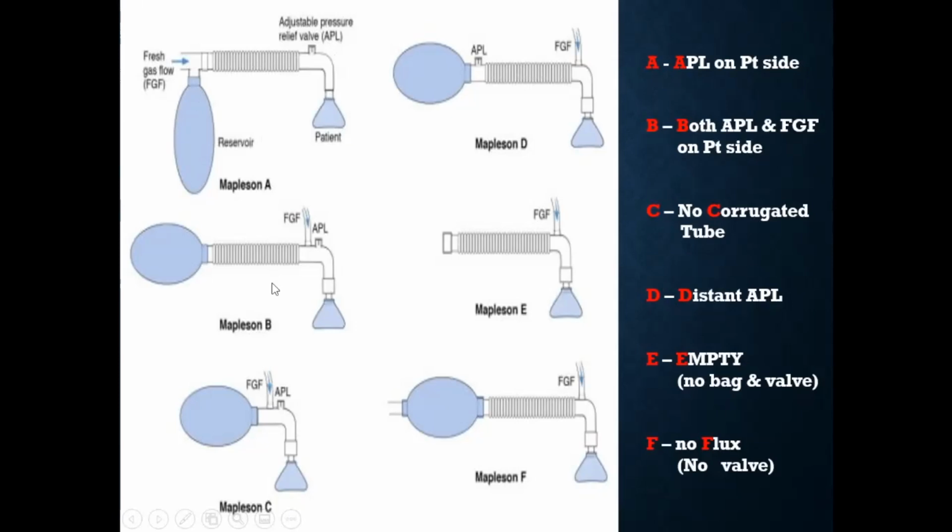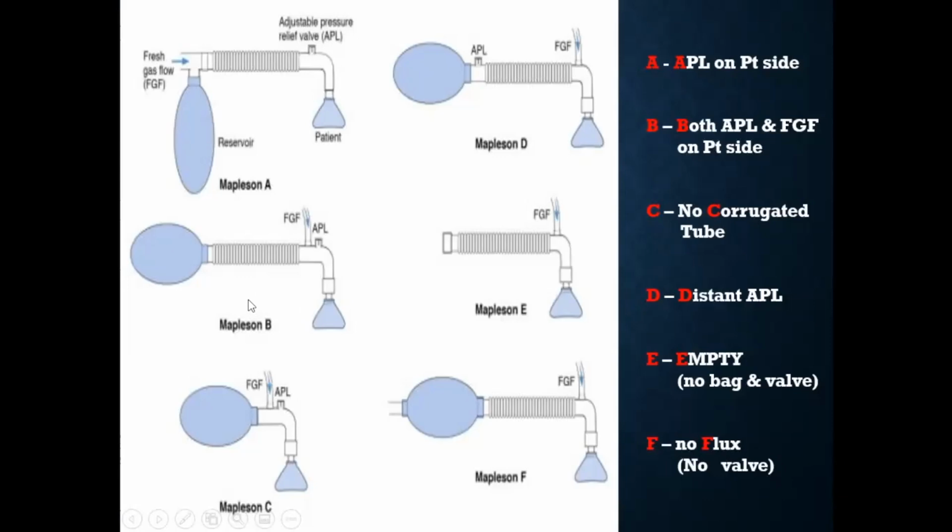None other system has this. If you compare with B, next we go to B. B is for both. Both APL and fresh gas flow are near to the patient. Only in Mapleson B will you find this fresh gas flow and APL. Only in Mapleson A will you find APL alone near to the patient.